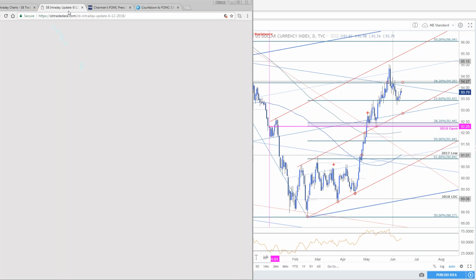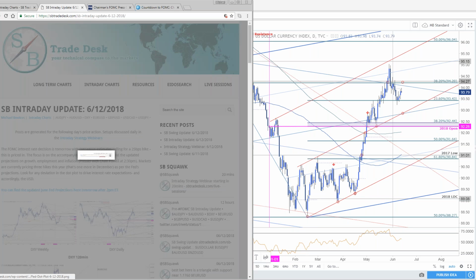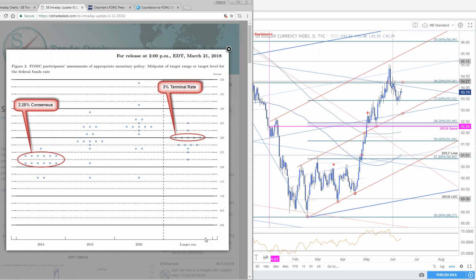I provided for you last night the link for the dot plot. This is what the central focus is going to be. Two things to pay attention to. The terminal rate has been consensus right around 3%, just shy of 2.9 its actual mean for the longer running rate. So this is basically what the Fed is targeting ultimately as far as interest rates are concerned.